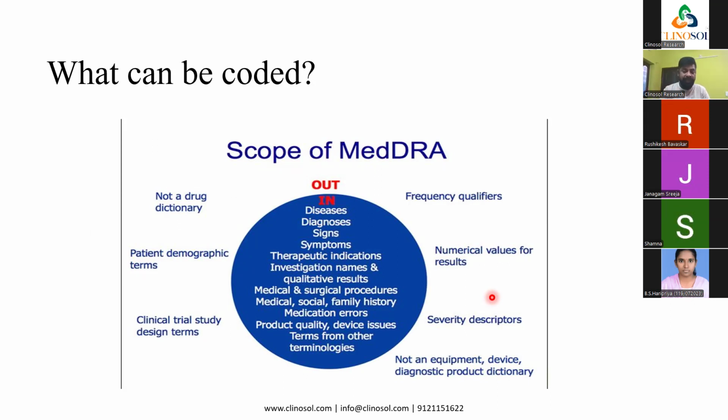What goes into the coding? All these terminologies go into the coding: diseases, diagnoses, signs, symptoms, indications, investigation names, qualitative results, lab results, medical and surgical procedures, social histories, family histories, medication errors, outcome of medication error, product quality complaints, devices, and also other terminologies. What is not to be coded is demography, clinical trial designs, numeric values, and also any drugs. So drug name cannot be coded. Other than that, any diseases and adverse events can be coded.